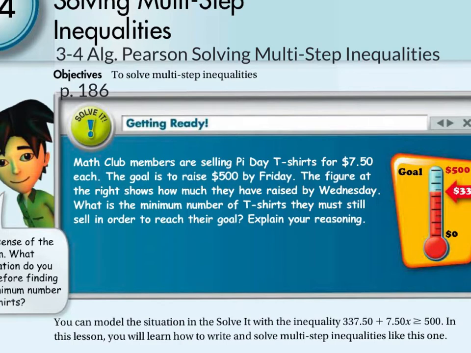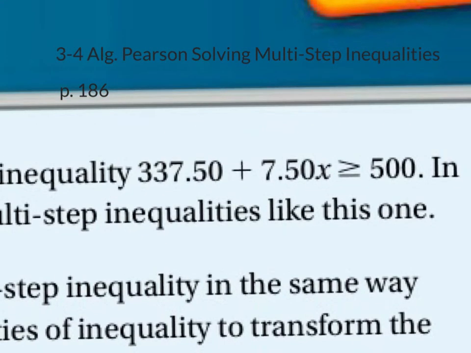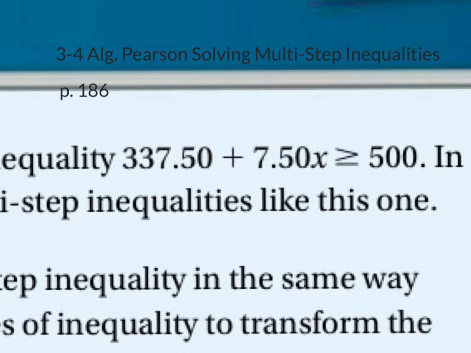And explain your reasoning. Based off the information, they came up with this inequality. They've already raised $337.50. In addition to that, they need to raise $7.50 times x, x being the number of t-shirts that they're going to sell. And since they want to raise at least $500, this total amount needs to be greater than or equal to $500.